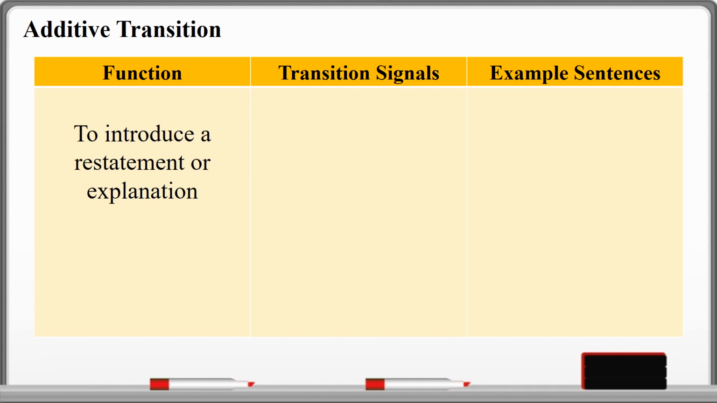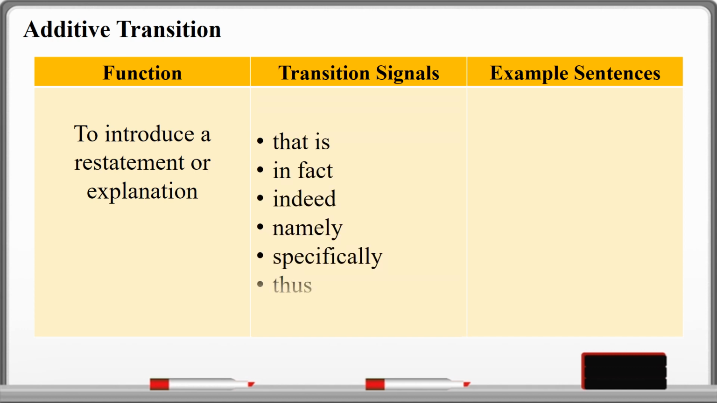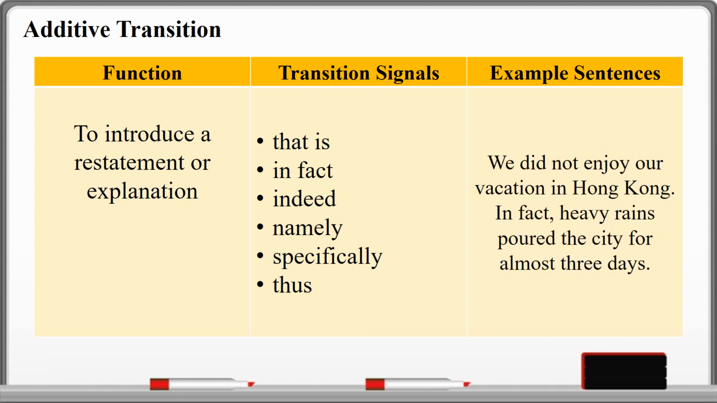To introduce a restatement or explanation, the transition signals are. Sentence: we did not enjoy our vacation in Hong Kong. In fact, heavy rains poured on the city for almost 3 days. The transition signal, in fact, is used to explain why the speaker did not enjoy their vacation in Hong Kong, and that is because it rained.